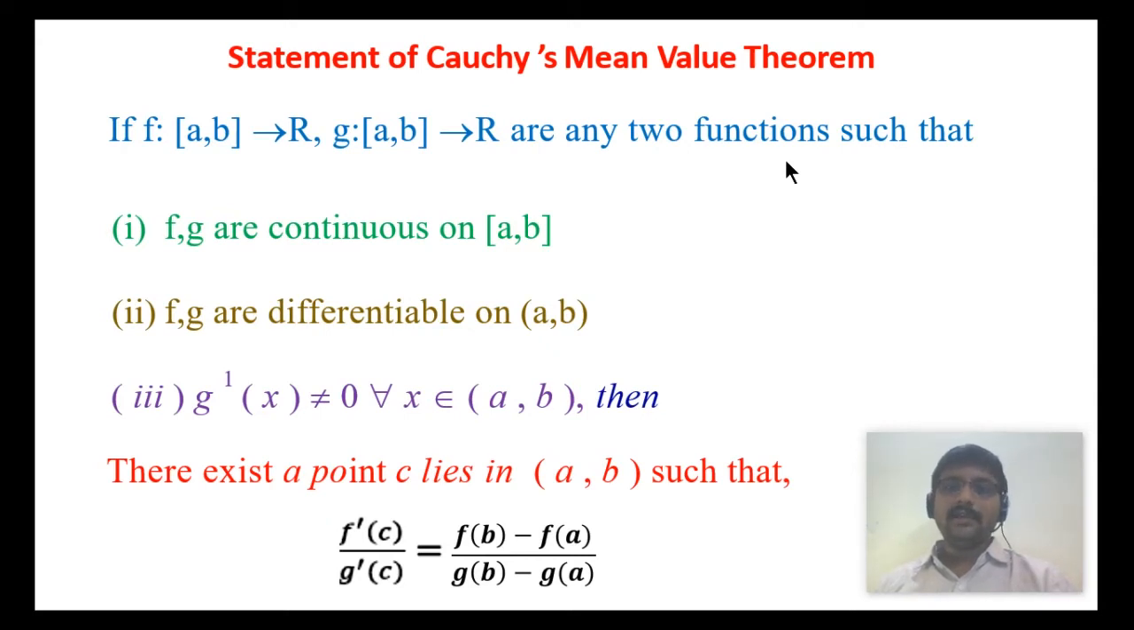Just dividing f'(c) and g'(c), that is f'(c) by g'(c) is f(b) minus f(a) by b minus a, whole upon g(b) minus g(a) by b minus a. Clearly b minus a gets cancelled. We will have f(b) minus f(a) by g(b) minus g(a). It is the value of f'(c) by g'(c). So it is the statement of Cauchy's mean value theorem.